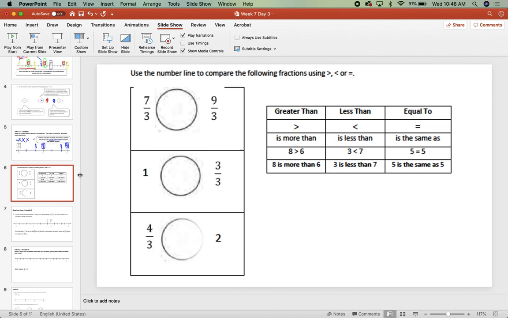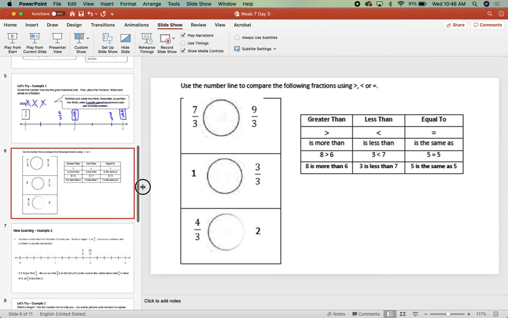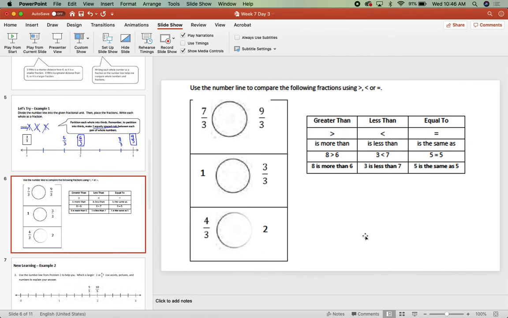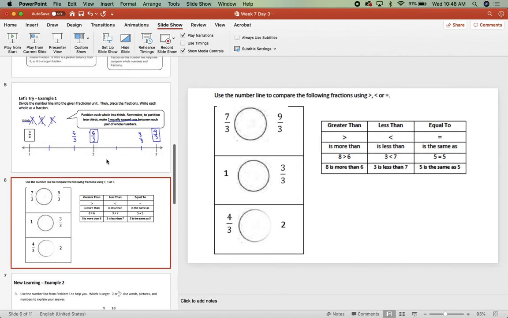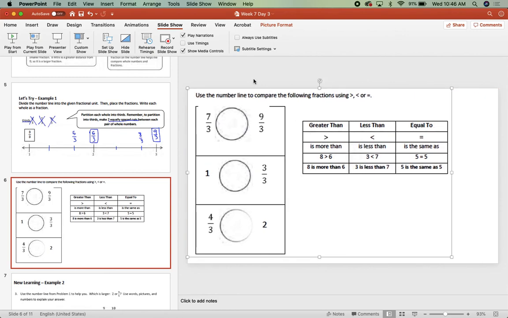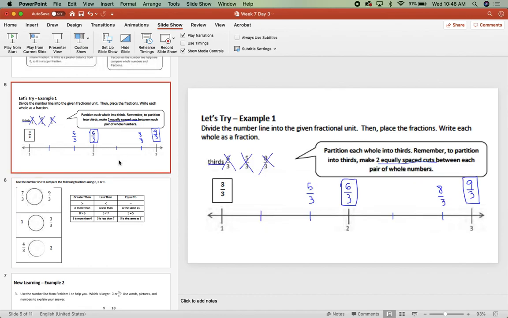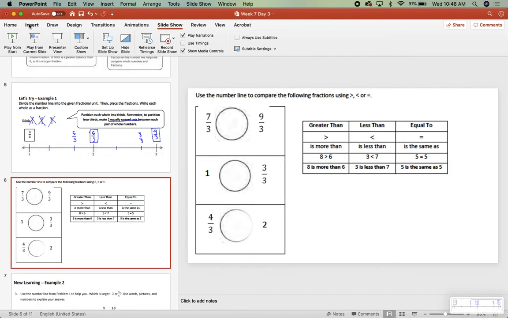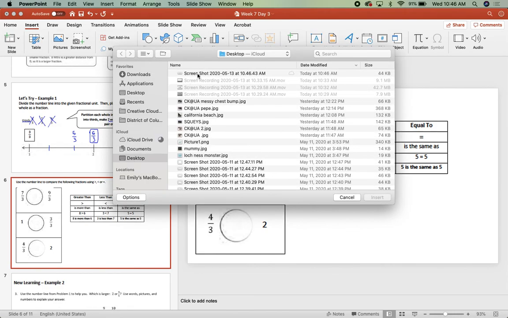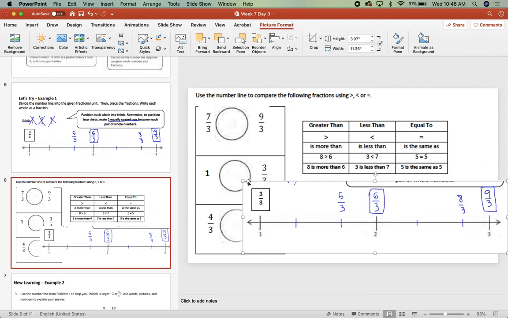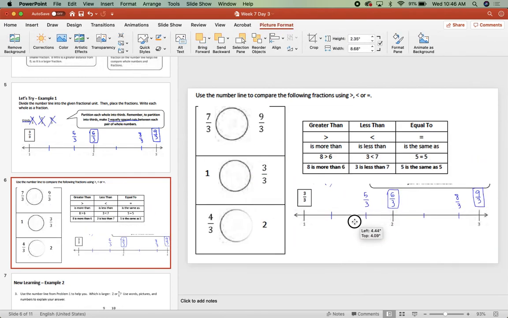All right, here's what we're going to do, friends. Here is our inequalities, and here's that number line we just made. I know it's a little tiny, and I'm sorry about that. It's hard to have both on the screen with PowerPoint, but we're going to do our best. Let's see. So here's my number line, and let me put it in here for us to take a look at. Okay, here it is, and we need to compare these fractions.